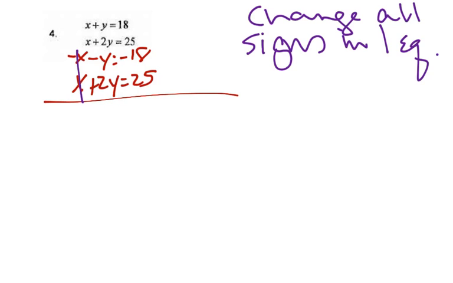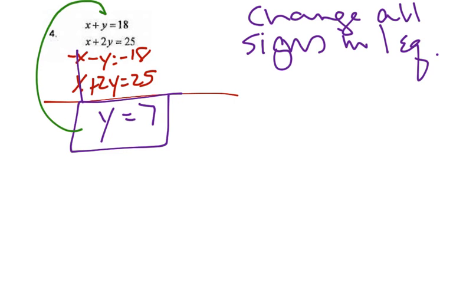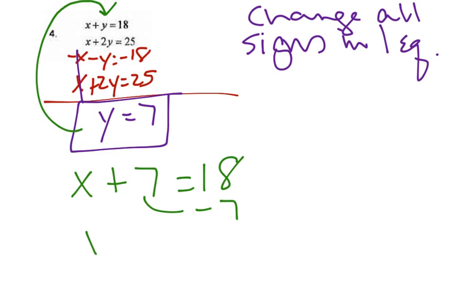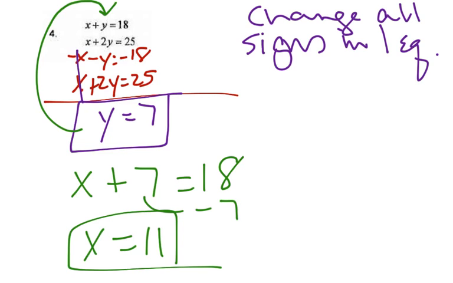Negative x plus x is going to cancel. Negative y plus 2y is going to give me 1y, or y. Negative 18 plus 25 is going to give me 7. This is one of my answers. Take this answer, back up to one of the equations, and put it in for y. So x plus, instead of y, I put 7 equals 18. Subtract your 7, x equals 11. To check that, you're going to say x is 11 plus 2 times y is 7 gives me 25, which is what it was supposed to give me. There's your answer.